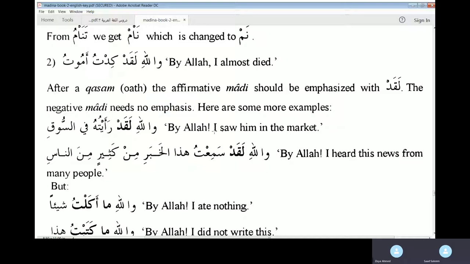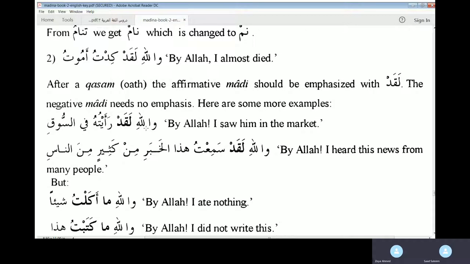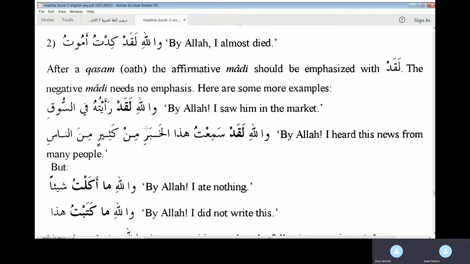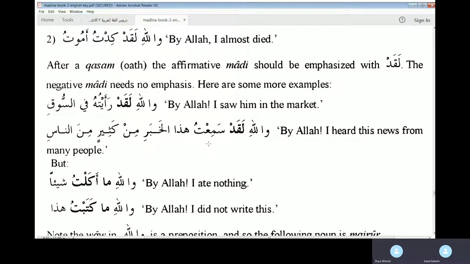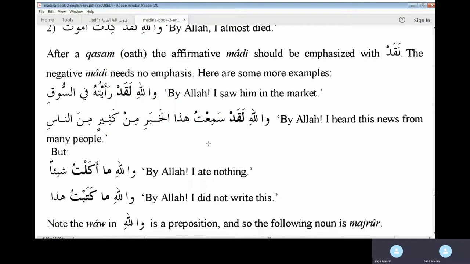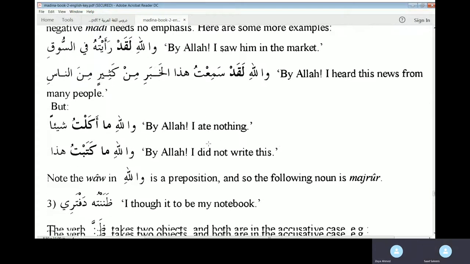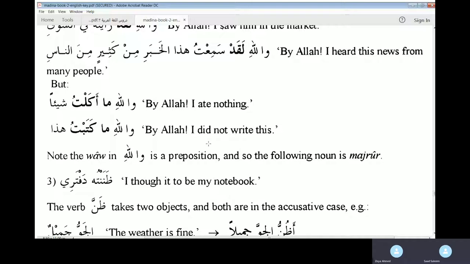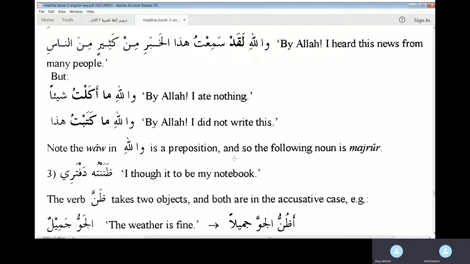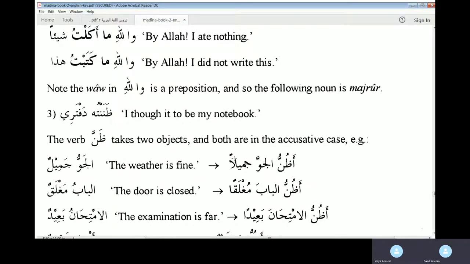Here are some more examples. Wallahi laqad ra'aytuhu fis-suq. By Allah, I saw him in the market. Wallahi laqad sami'tu hadhal khabara min kathirin min an-nas. By Allah, I heard the news from many people. But wallahi ma akaltu shay'an. By Allah, I ate nothing. Wallahi ma katabtu hadha. By Allah, I did not write this. Note, the waw in wallahi is a preposition, and so the following noun is majrur.